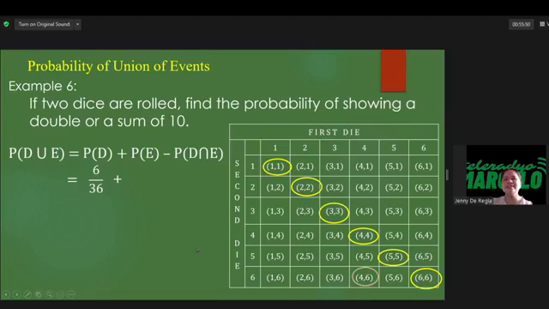And then for the sum of 10, we have 4, 6, 5, 5, and then 6, 4. So we have 3 over 36 minus their intersection, the numbers 5, 5. So we have 1 over 36. So 6 over 36 plus 3 over 36 minus 1 over 36 is equal to 8 over 36. So final answer, 2 over 9. Simplified form.